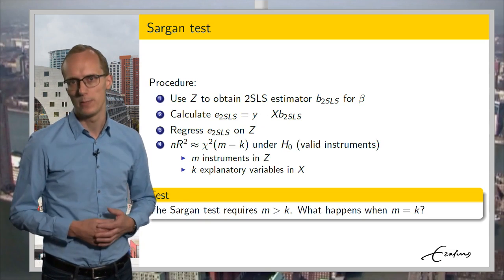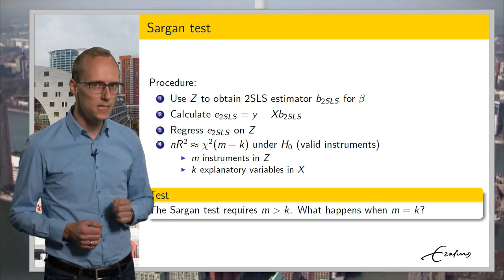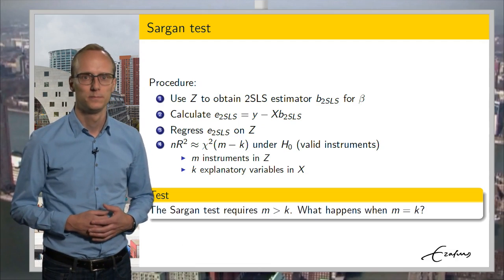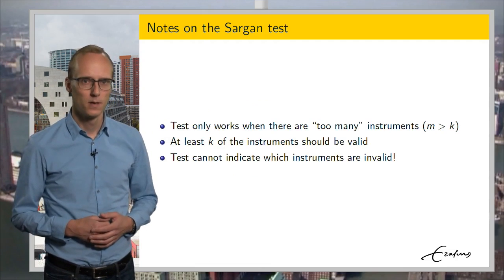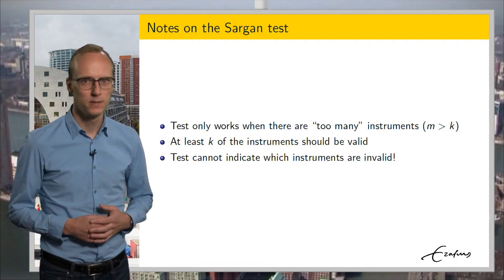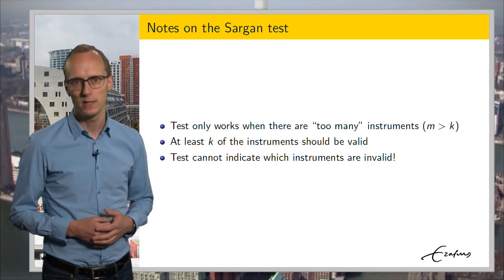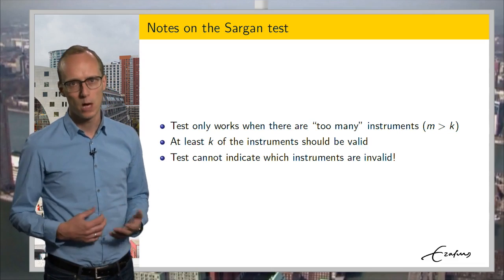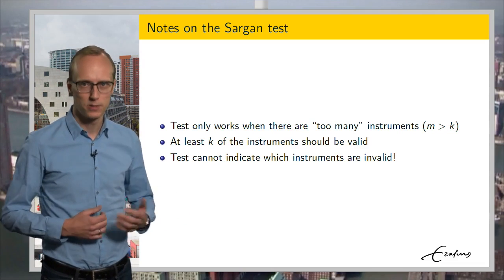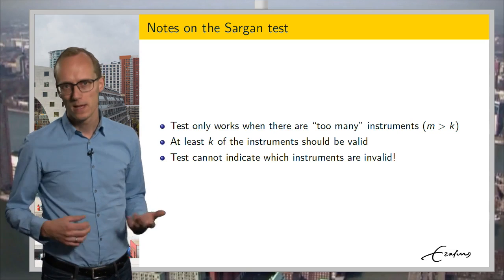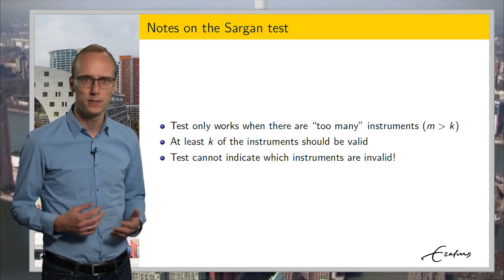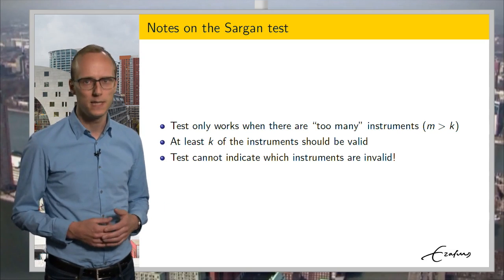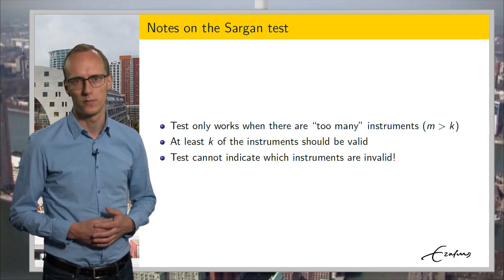Please think about what happens in the case that m is exactly equal to k by answering this test question. If m is equal to k, 2SLS can still be applied and endogeneity is solved if all requirements are met. However, we just cannot test the validity of the instruments. Actually, with the Sargan test, we can only test whether the excess instruments are valid. We need to assume that at least the minimum number of instruments are valid.